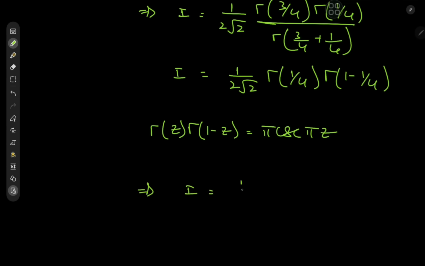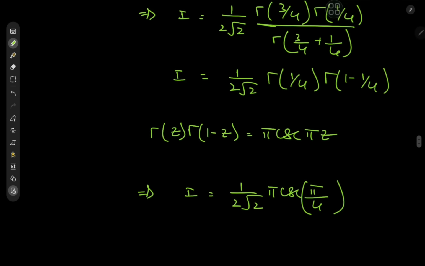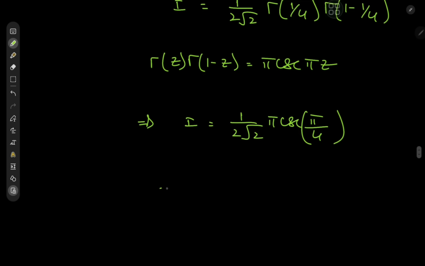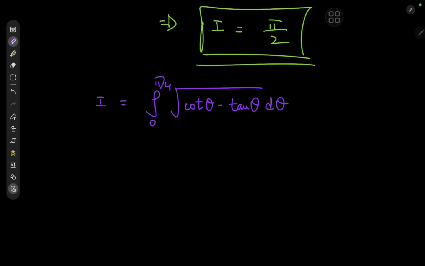So I here equals 1 by 2 root 2 times pi times the cosecant of pi by 4. And the cosecant of pi by 4 is, of course, root 2. So this implies that I here equals pi by 2. Okay, cool. But what about that really cool calculus result I was talking about at the beginning of the video?